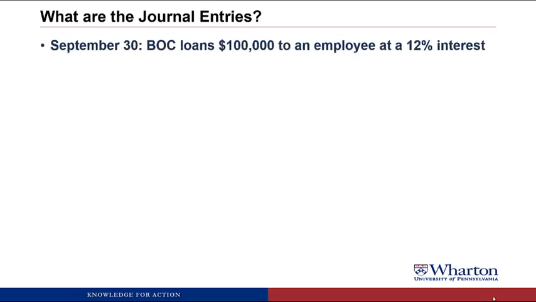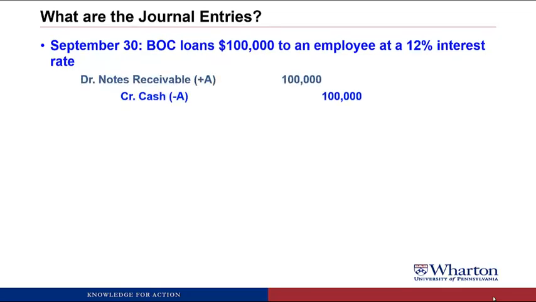So let's get started. On September 30th, BOC loans $100,000 to an employee at a 12% interest rate. This is a cash transaction that's happening during the fiscal period. BOC is loaning $100,000 cash. Cash is going down, so we credit cash for $100,000. The debit here is going to be an asset called notes receivable. It's a receivable because the employee owes us $100,000 of cash in the future. We don't want to call it accounts receivable because we only use that for customers, so we call it notes receivable.